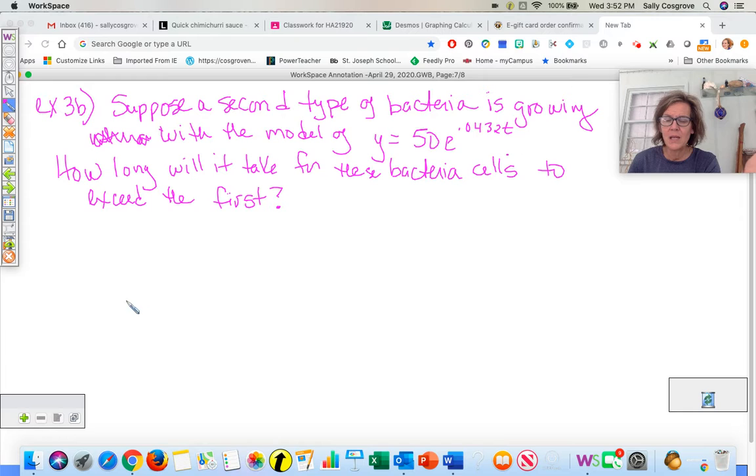Let's write the equation of the second type. Let's start with the second type. 50 e to the 0.0432 t. We want to know when that's going to exceed the first. Now, exceed is a fancy word, and it just means surpass, or go beyond, or be more than, greater than.